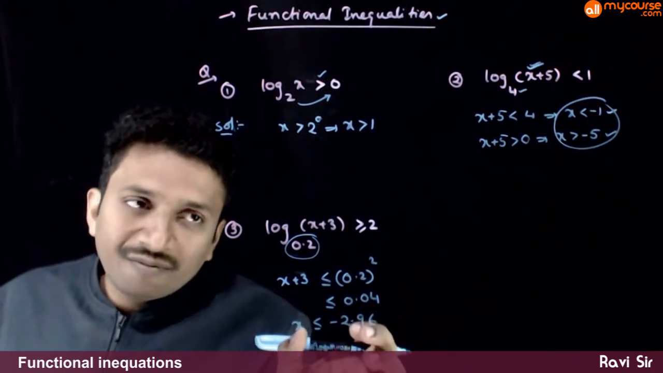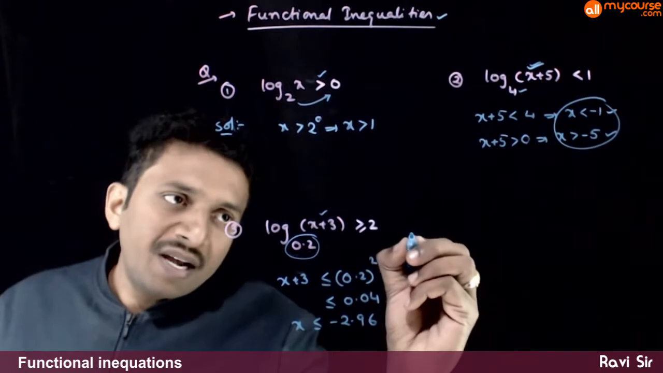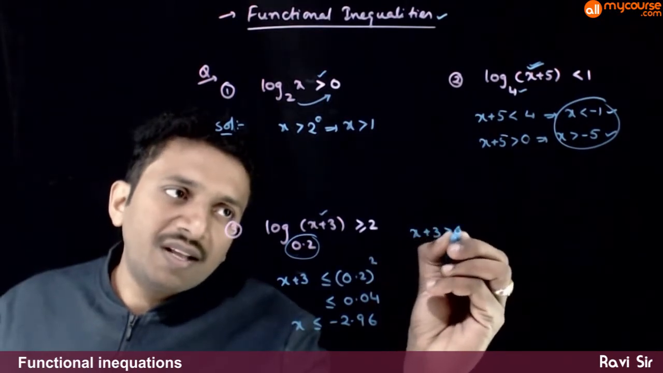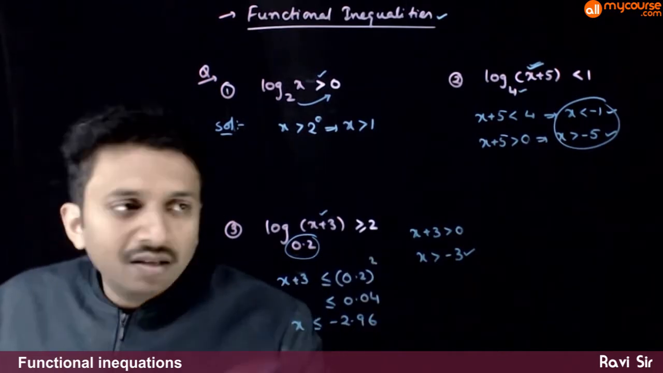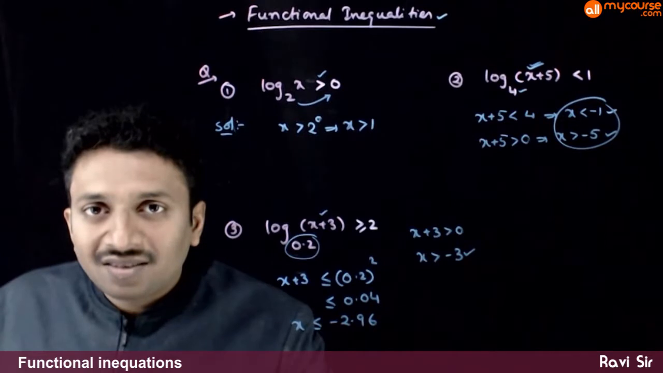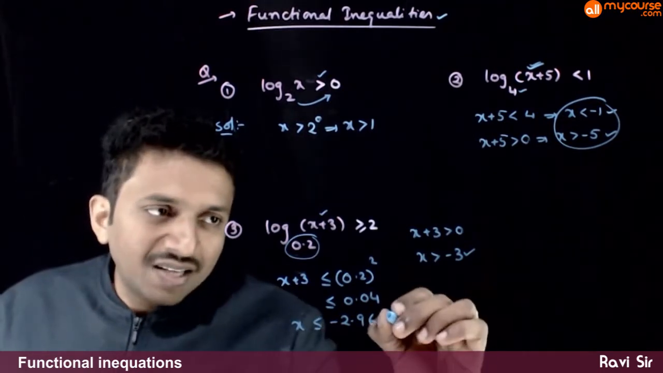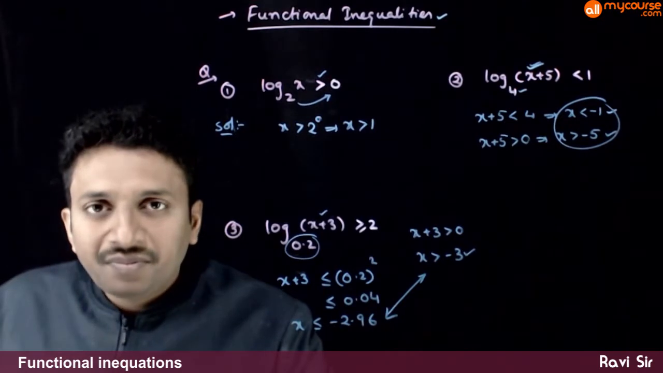So this is for this inequality to be valid. But for this log to be defined, x plus 3 has to be greater than 0. X has to be greater than minus 3. So x has to be greater than minus 3 and less than minus 2.96. So x has to lie in between these two values.